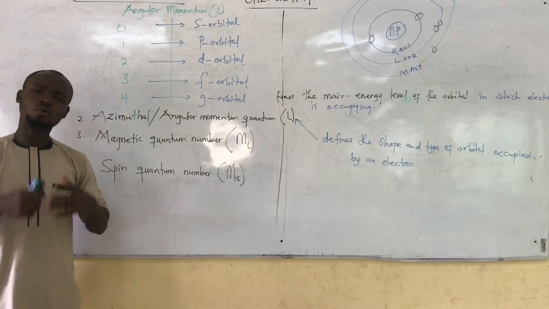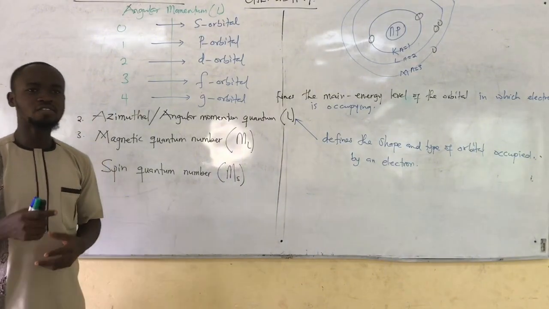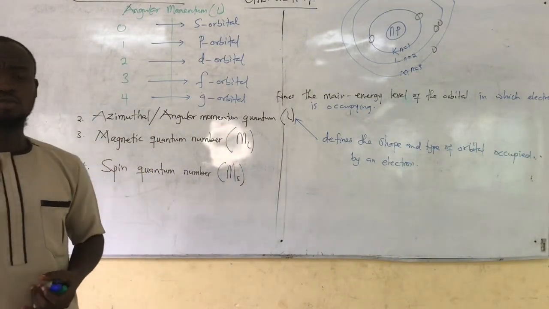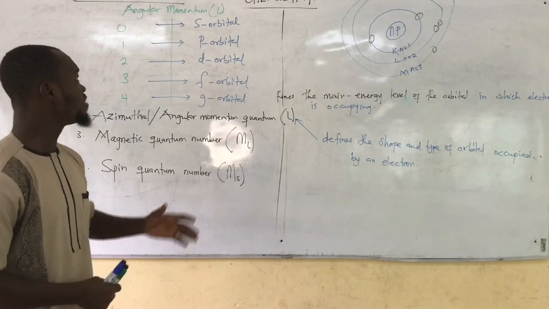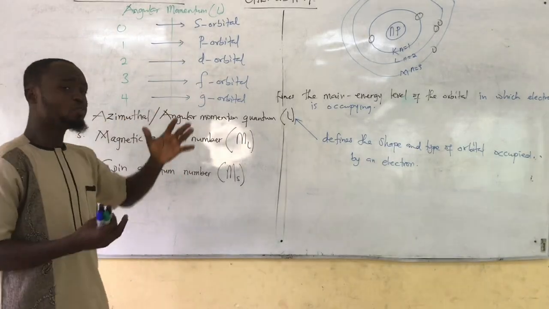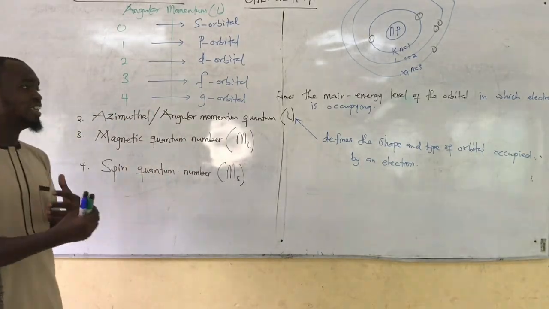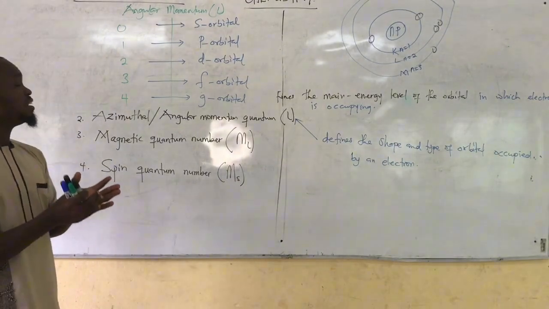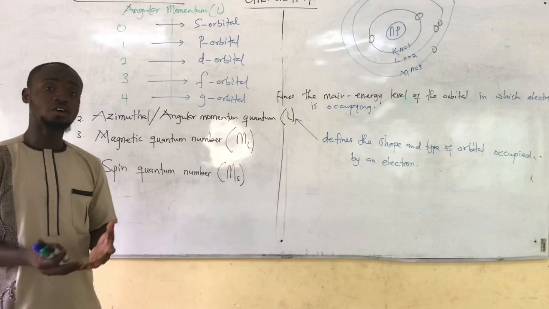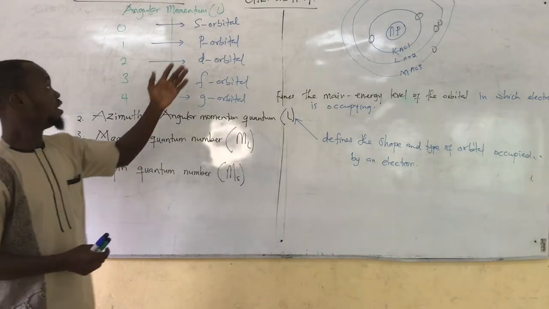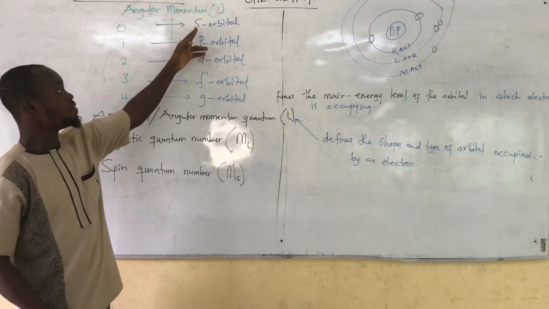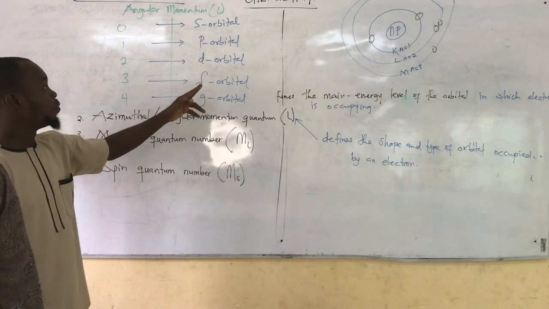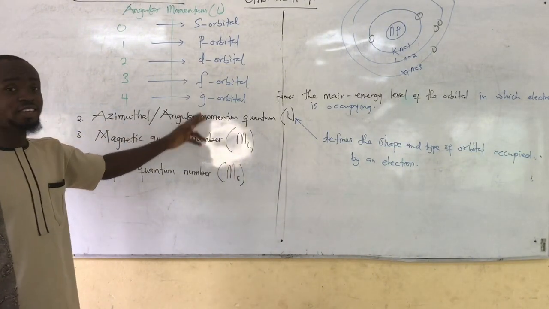Is that okay? What are these orbitals? Orbitals are regions of empty spaces within the energy level where there is a high probability of locating an electron. And these are the type of orbitals that we have. So the angular momentum defines the shape and type of these orbitals. It defines the shape and the types of the orbitals we have in each energy level. So we have the s orbital, the p orbital, the d orbital, the f orbital, and the g orbital.